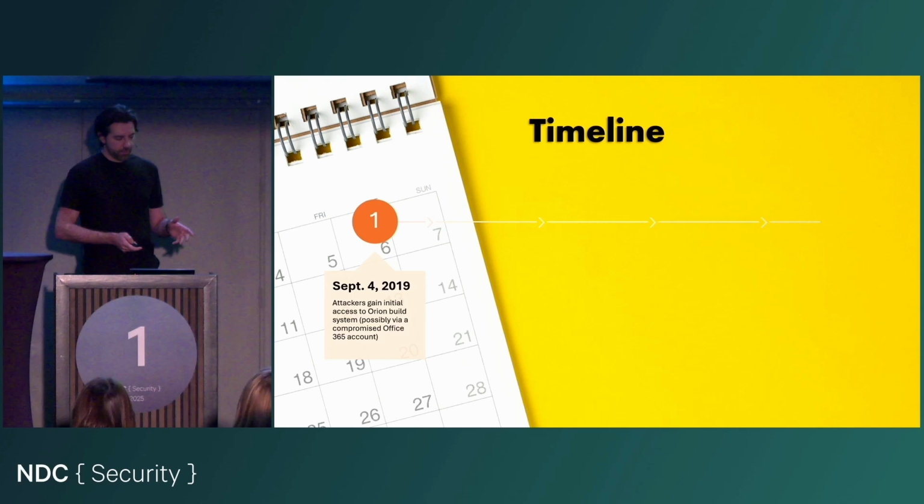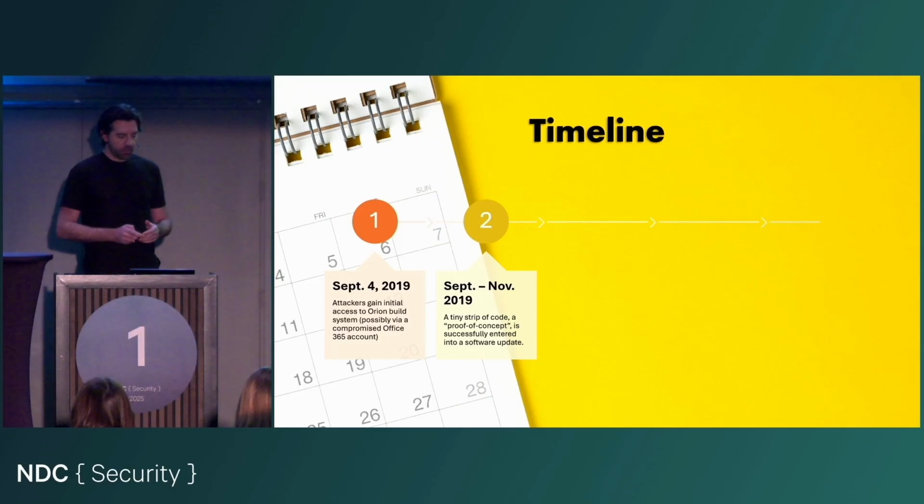So September 4th of 2019, the attackers were able to get access to the build system, which they called Orion. And they think they may have done that through a compromised Office 365 account. And over the next couple months, they managed to inject a tiny strip of code into the build, just as a proof of concept, so that then, as an end user, when they received a copy of that build, they could verify that their injected code was actually present.